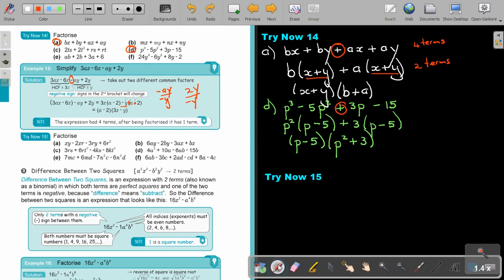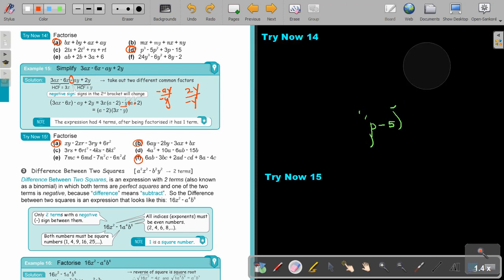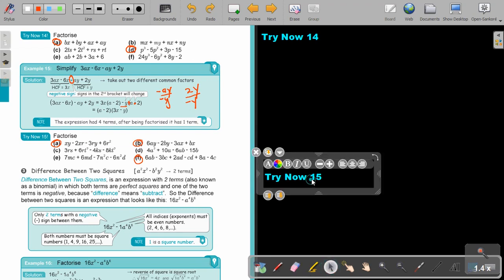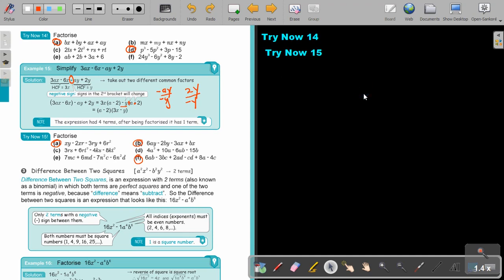Okay, again, I want you to stop the video, and I want you to do A, and I'm going to give you a little bit more. I want you to do B, and then the last one, F. There can be more than 4 terms. Okay, let's just create a space. Okay, this is going to be, try now, 15.